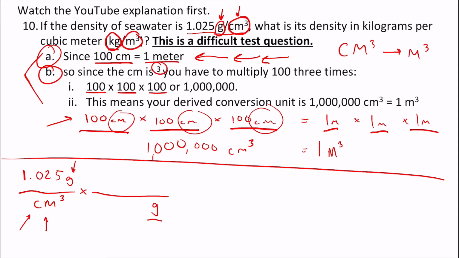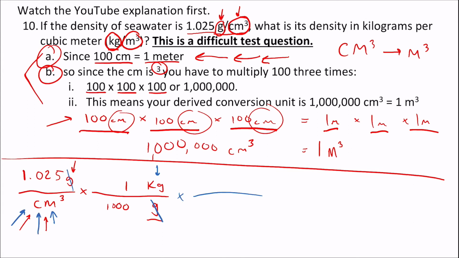What are we looking for? We're looking for kilograms, so that goes on the top. And you know the conversion factor between these. It's 1 kilogram on the top and then 1,000 grams on the bottom. This causes the grams to cancel out. So now we're left with kilograms, and we still have that cubic centimeter on the bottom. We're not done yet though.